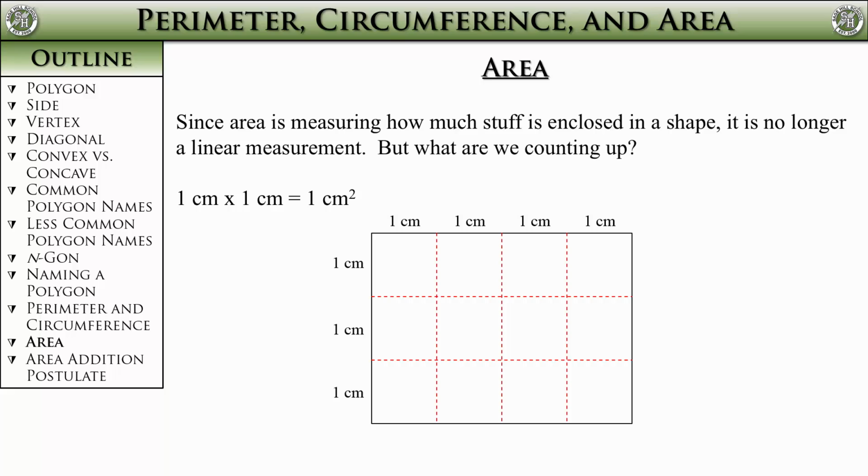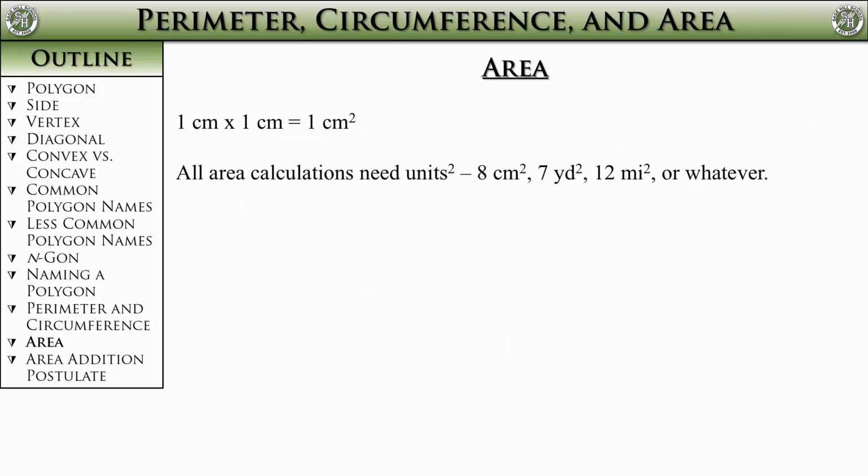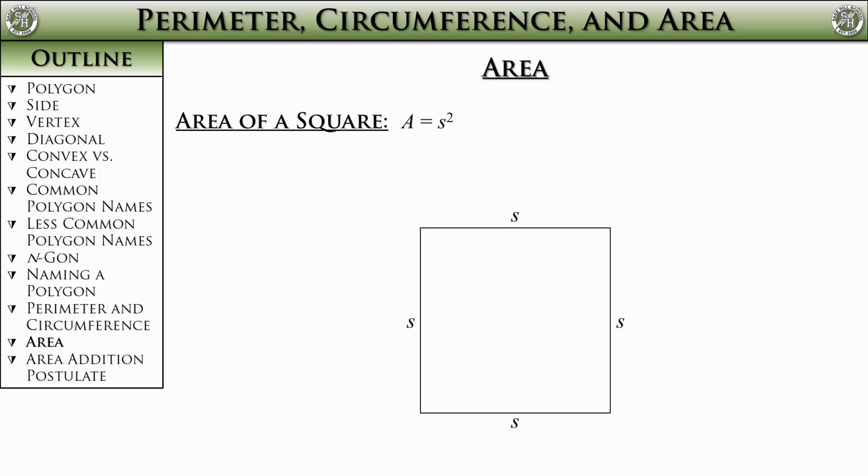You have probably said some variable is squared when raised to the second power a lot, but how many of you knew why it was pronounced that way instead of to the second power? In any case, area is a calculation of how many little squares make up the inside of a shape. You are literally counting up squares, or parts of squares. Because of that, your units for area calculations are always units squared, whether 8 centimeters squared, 7 yards squared, 12 miles squared, or whatever.